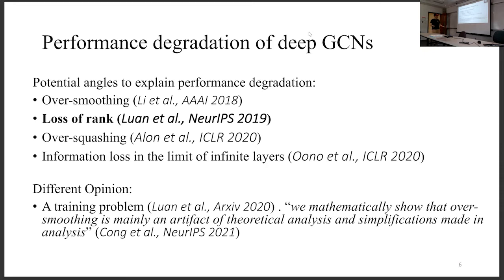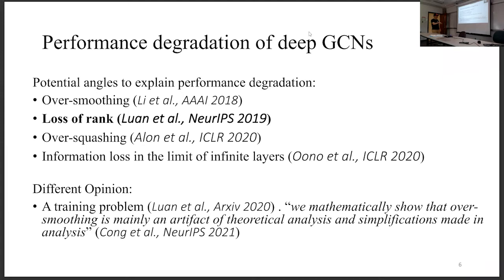But actually, in the graph network community, we have different opinions over this kind of performance degradation. Some people think that it is just a trainability issue. That is, by simply improving the training strategy, for example, if we just change the weight initialization strategy, or we just do some weight normalization or neural normalization, we can successfully train deep GCNs.